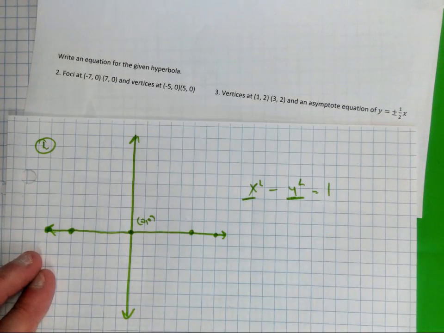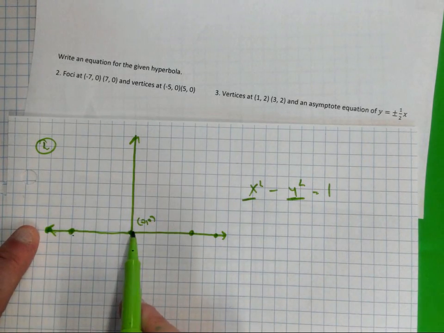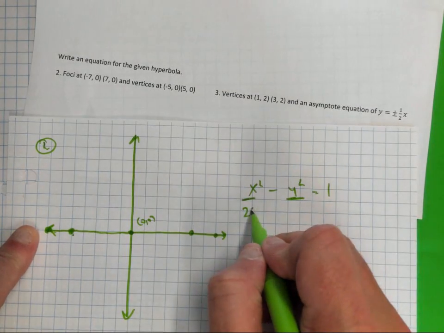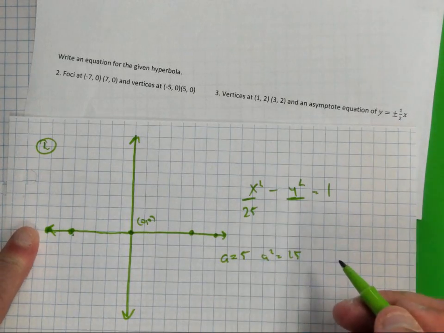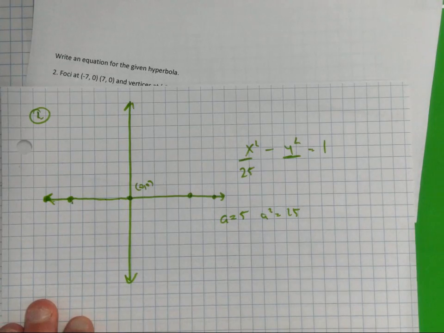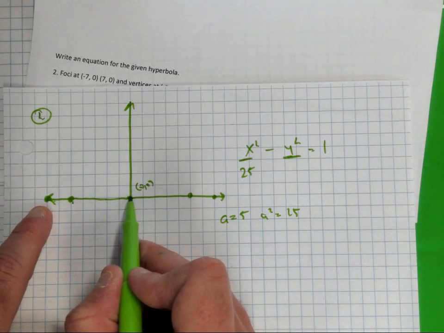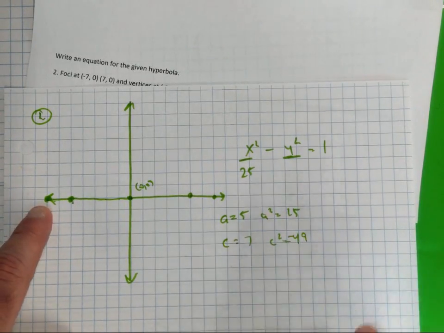Remember, your A is the distance from the center to the vertex. This is the foci. We're going to the vertex. 1, 2, 3, 4, 5. 5 squared is 25. So A equals 5. A squared equals 25. We need to find B squared. Well, we can use C squared to help us find B squared. The C is the distance from the center to the foci. C is 7, so C squared equals 49.